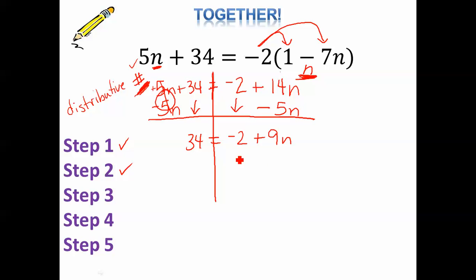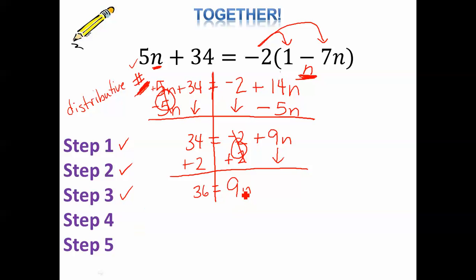So to undo a minus 2, we have to add 2. When we add it to one side, we have to add it to the other side. 34 plus 2 is 36 equals negative 2 plus 2. These become 0. We bring down our 9n. Now we have numbers on this side, n's on this side. Step 3 is done. We go to step 4.